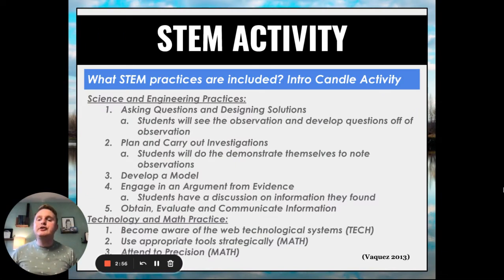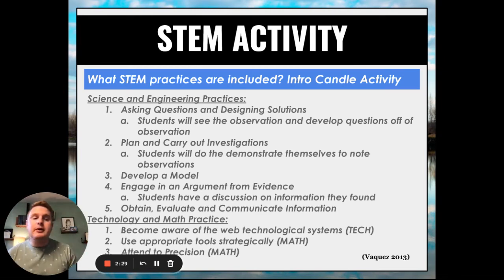So, when my students are doing this STEM activity, there are several practices that my students are going to be seeing. They're going to be asking questions and designing solutions because immediately right off the bat, when this happens, students want to ask questions. So, I do an I see, I wonder activity in order to have those students develop those observations. Then we plan and carry out investigation by, after them seeing the demo, them doing it themselves. So that way they're able to note the one on one observations that they see.